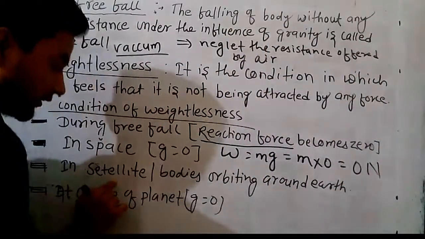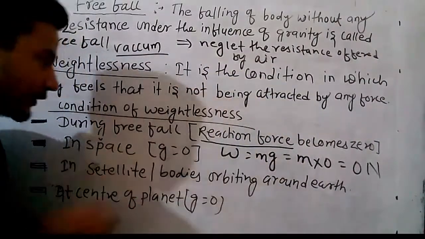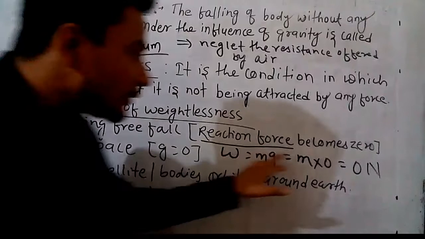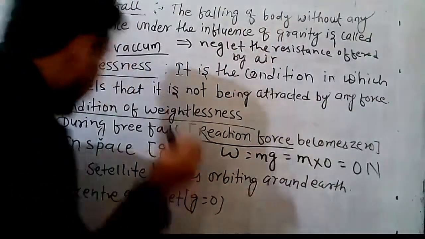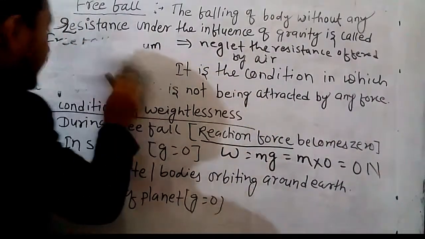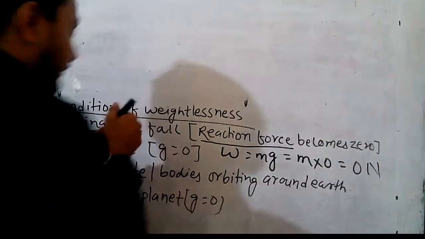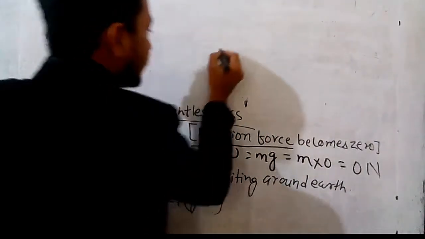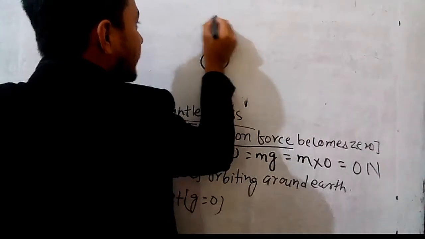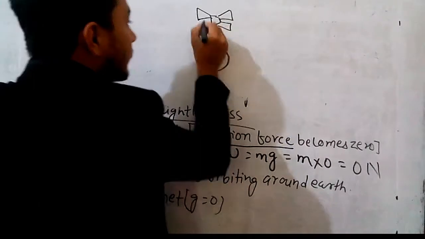Now in a satellite or bodies orbiting around the earth, why does weight become zero, sir? Because their g is not equal to zero. So listen, what happens to a body orbiting around the earth? Suppose this is the earth, and this is the satellite which is orbiting around the earth's surface.